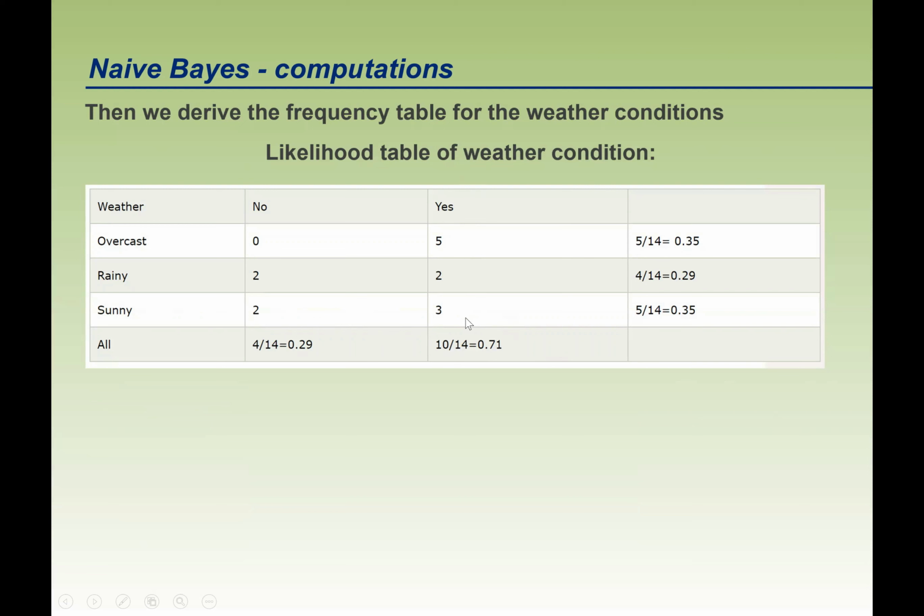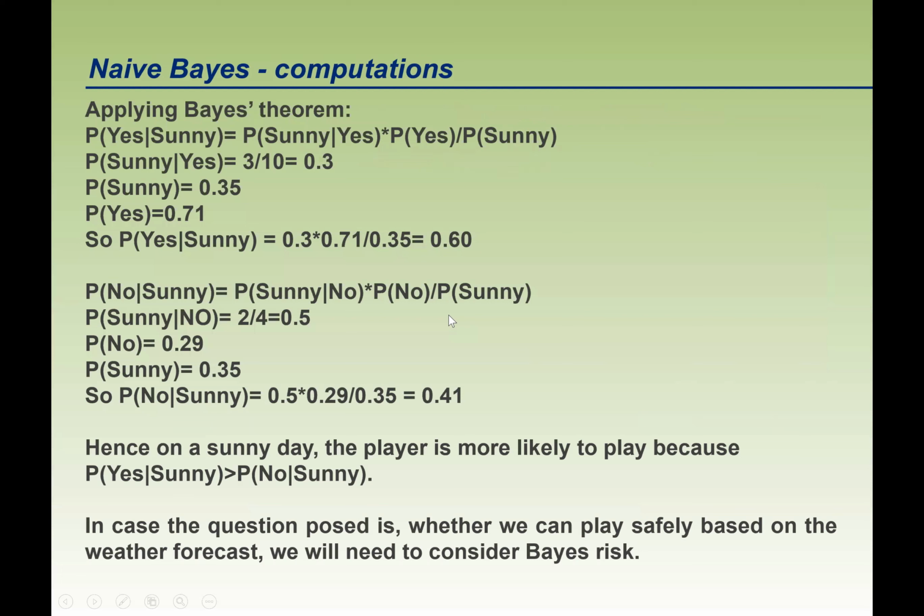What is the probability of the game happening? That is 3 out of 10: 5 plus 2 plus 3, 10. Now, with this data, we apply Bayes theorem.